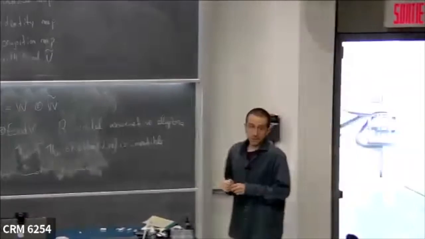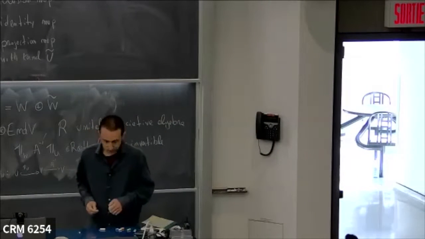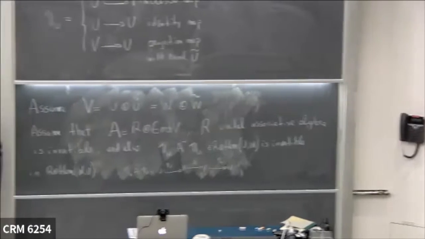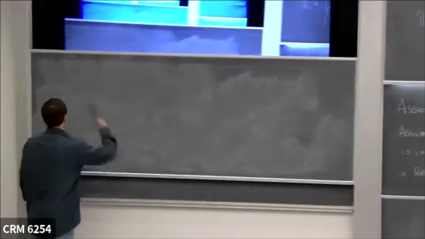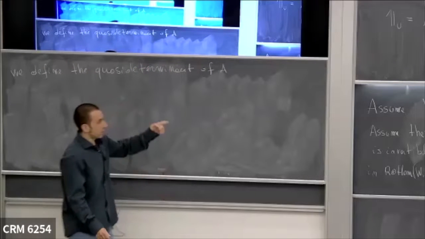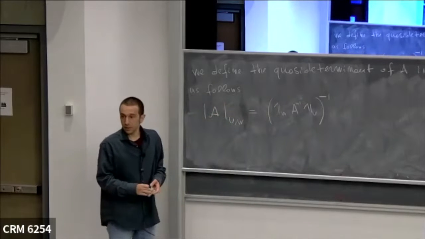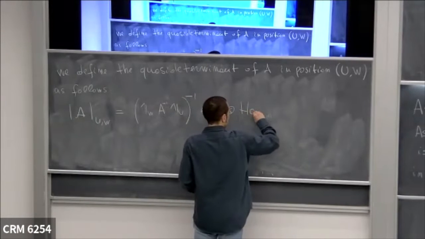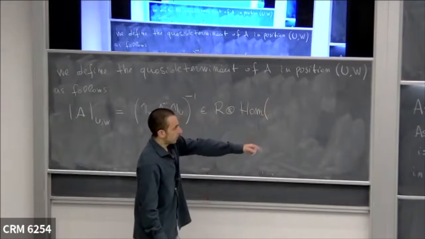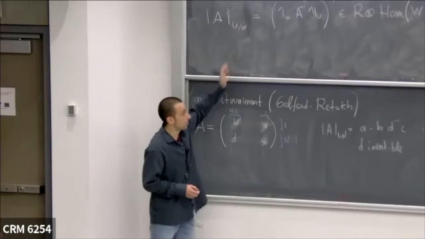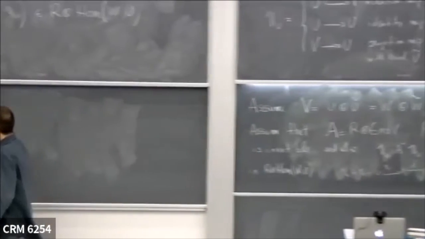So if this happens, then let's give the definition of a quasi-determinant, a little bit different than what is given here, but equivalent. In this setup, we define the quasi-determinant of A in position U, and its inverse will be the quasi-determinant. So this is a homomorphism from W to U. Let's see that we get exactly the same definition, but this will be more useful for us.